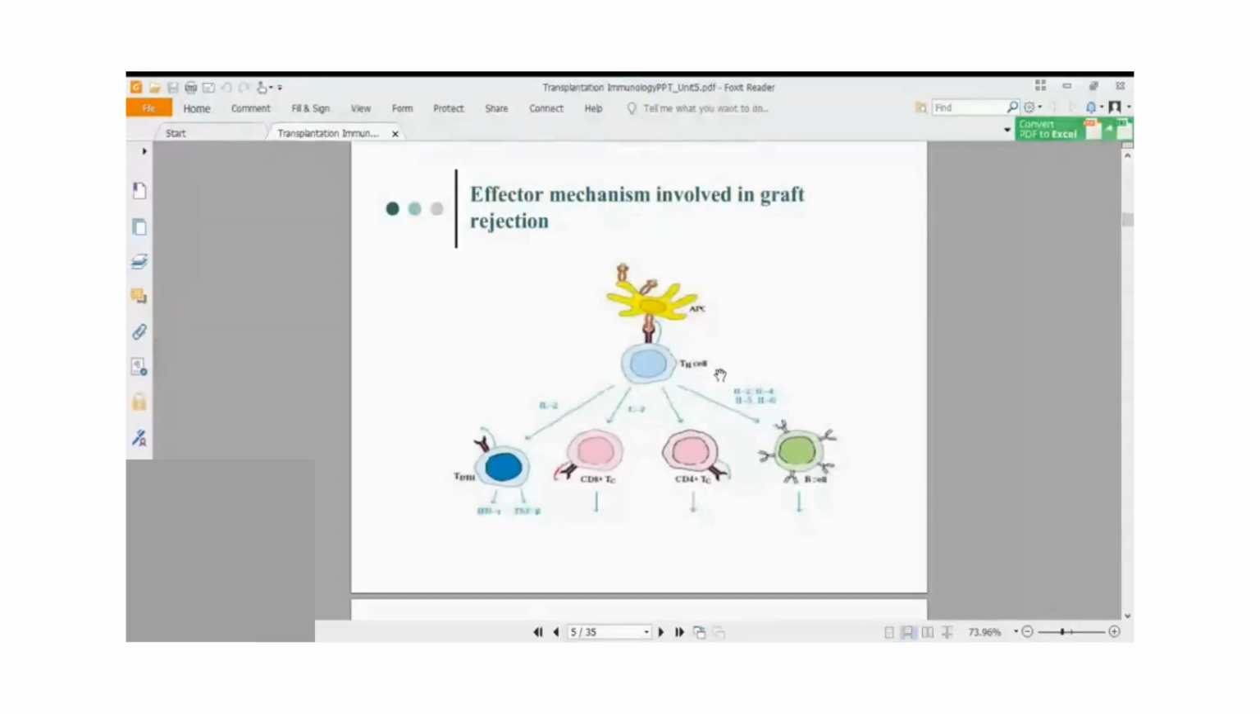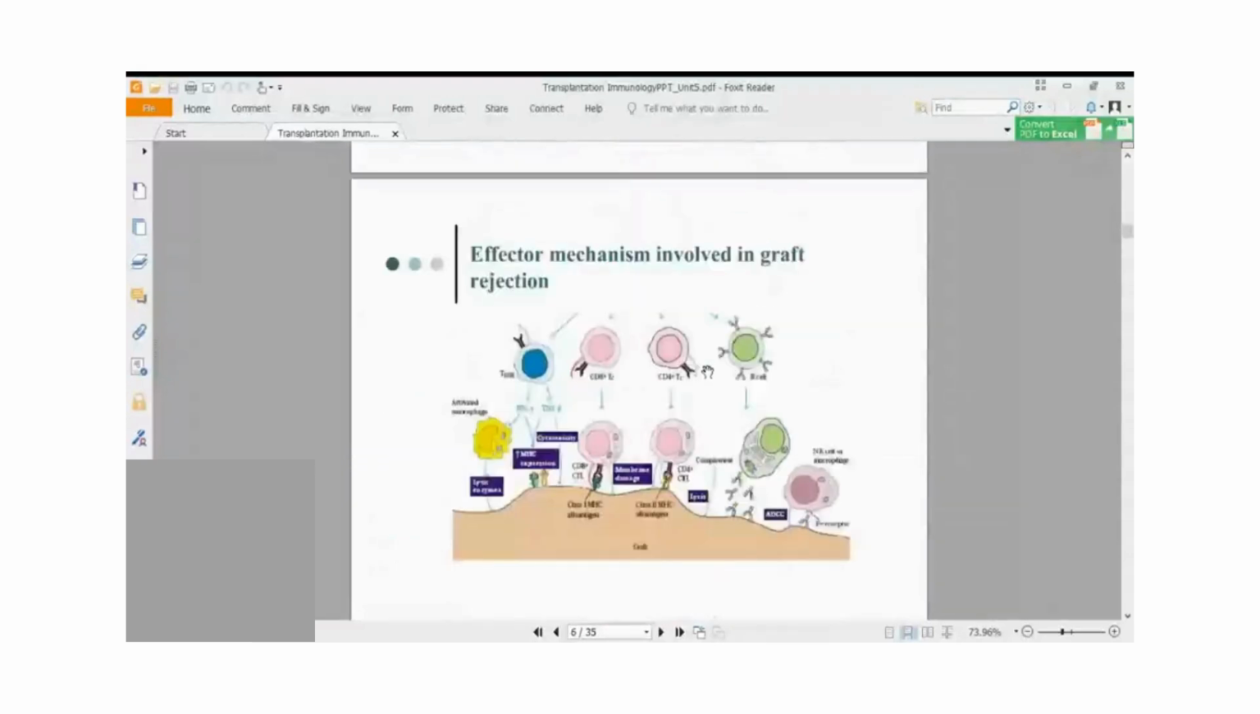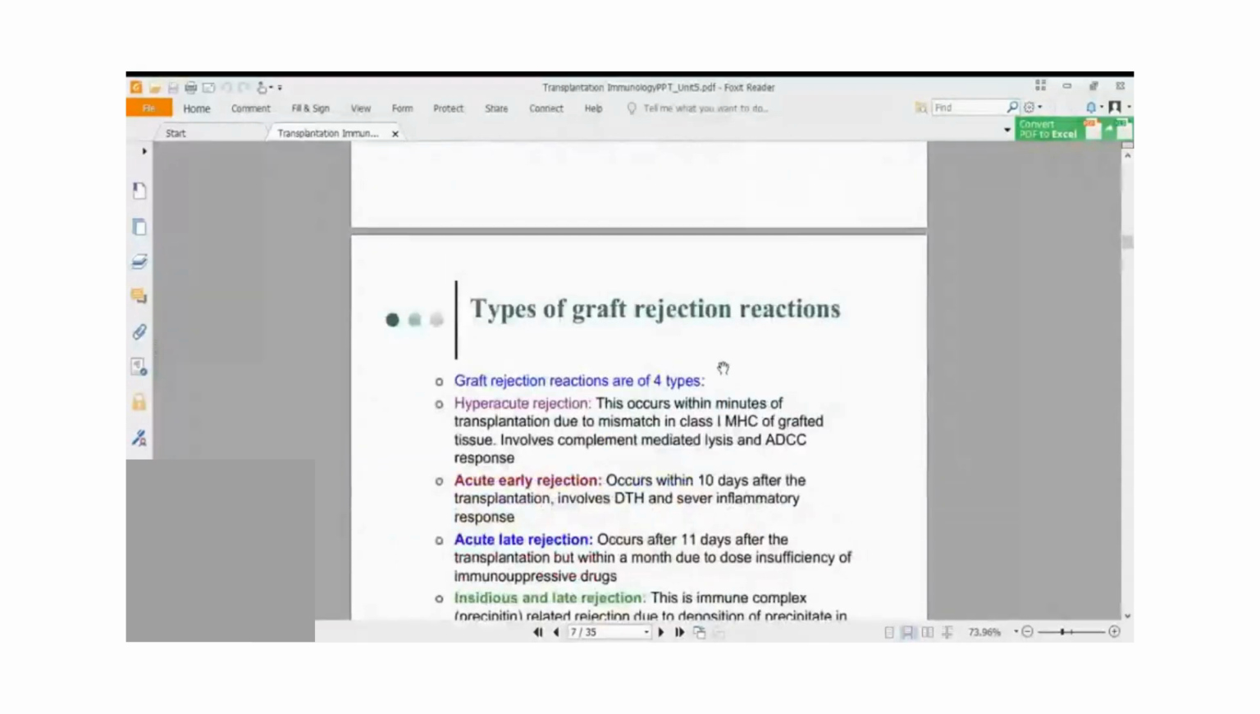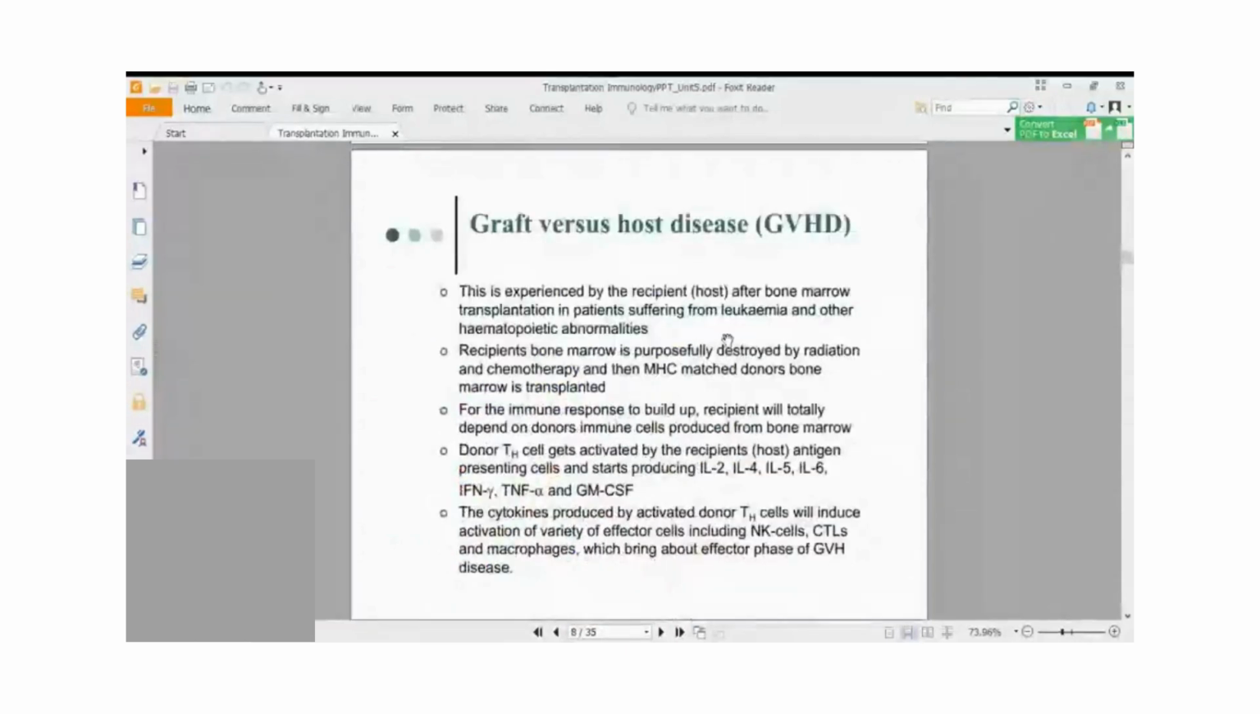Now let us take when you transplant an organ involved in immune response, that is, the primary organ of the immune response, that is bone marrow. When you transplant bone marrow to a person, what happens and what type of reaction is built up in the person? That reaction that builds up against the bone marrow transplant is called graft versus host disease, or the GVHD syndrome.